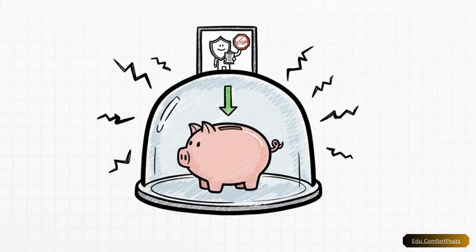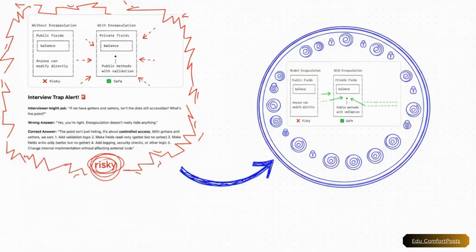It's like putting a vault door on that data. In Java, we do this by making our variables private. Now, the only way to change that balance is by going through special public methods that we create. These methods act like security guards, so our setBalance method can check, hey, is this a valid amount, before it allows the change. This slide just lays it all out, right? The risky way versus the safe way.